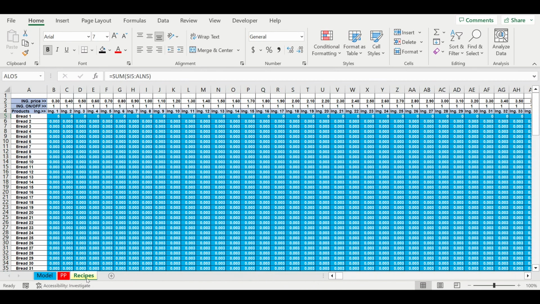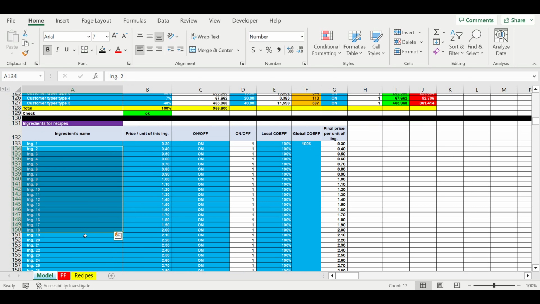Here in the recipes tab, from top to bottom, we have the list of products. Then from left to right, we have the list of ingredients. And here we specify how many units of this or that ingredient we need to cook one unit of, for example, bread 1. So to cook one bread 1, we need 5 units of ingredient number 1 and 8 units of ingredient number 15. Here we have the huge list of ingredients.